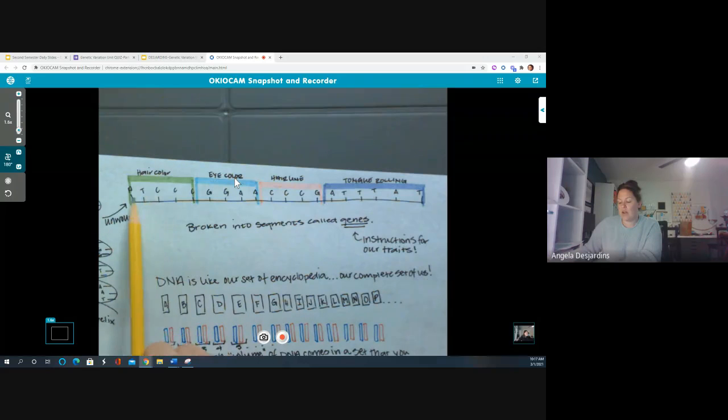Each strand is organized and broken into those segments, or those genes.